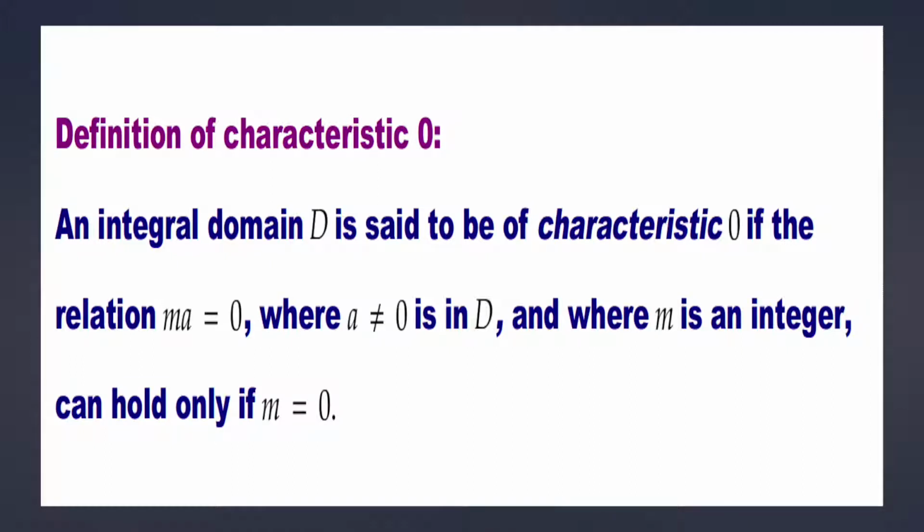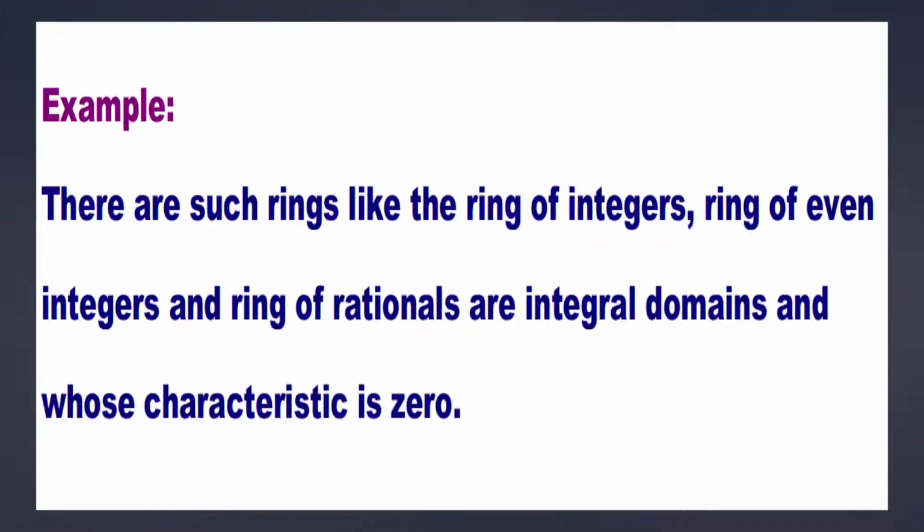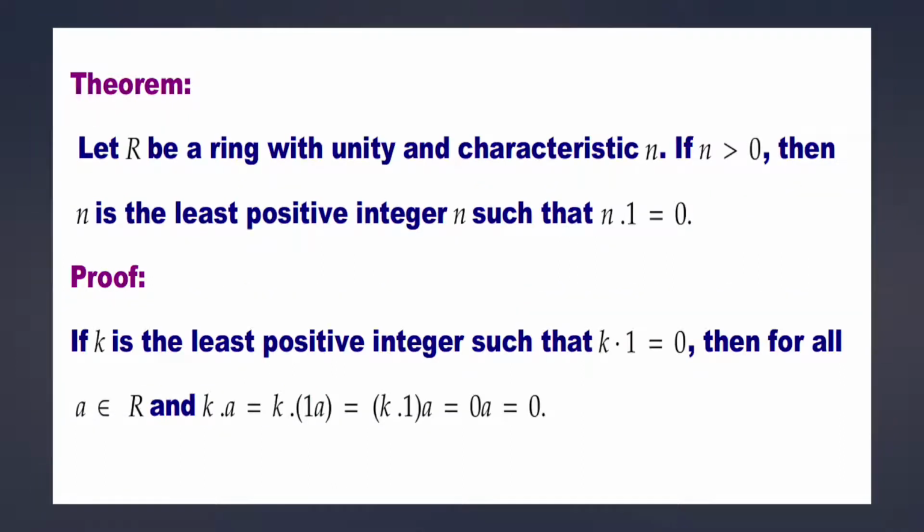An integral domain D is said to be of characteristic 0 if the relation ma equals 0, where a not equal to 0 is in D and where m is an integer, can hold only if m equals 0. For example, there are such rings: the ring of integers, the ring of even integers and the ring of rationals, which are integral domains and whose characteristic is 0. Let us see a theorem.